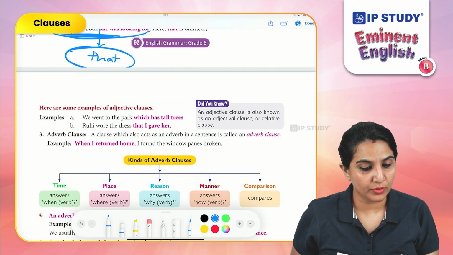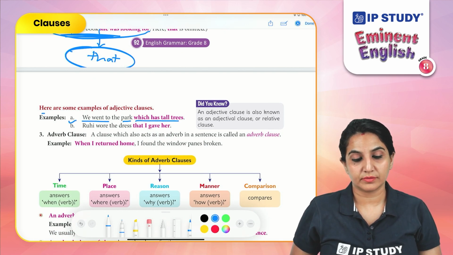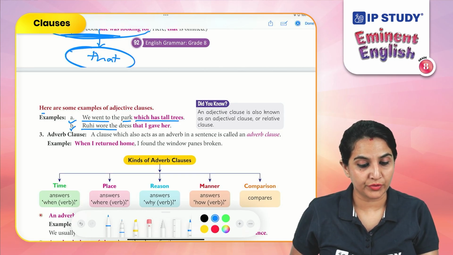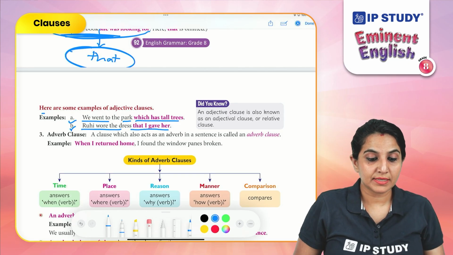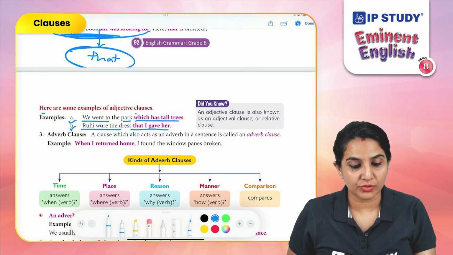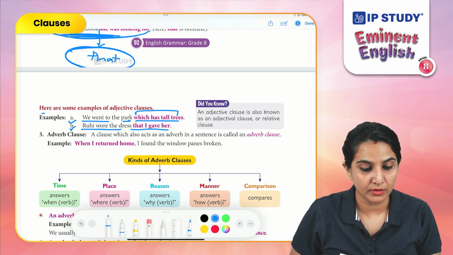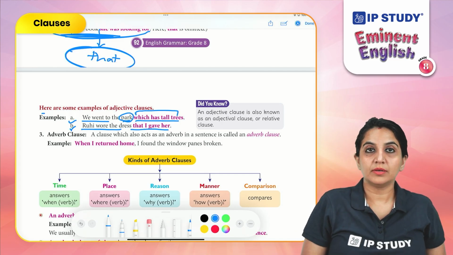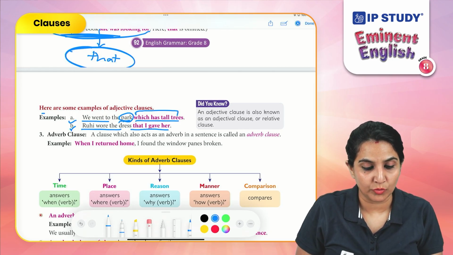Let's look at some more examples of adjective clauses. We went to the park which has tall trees. Ruhi wore the dress that I gave her. This adjective clause, which has tall trees, is adding more to the noun, the park. That I gave her, the dress that I gave her, is adding more to the noun dress.